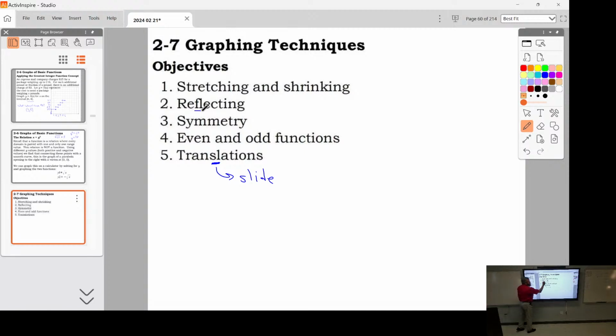What's a reflection? It's a flip. Reflection is a flip. Yeah. Good stuff.